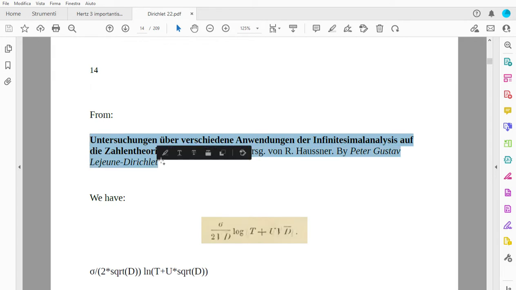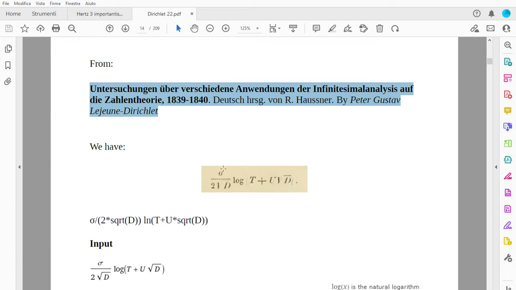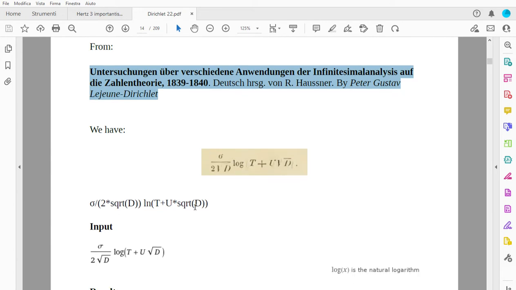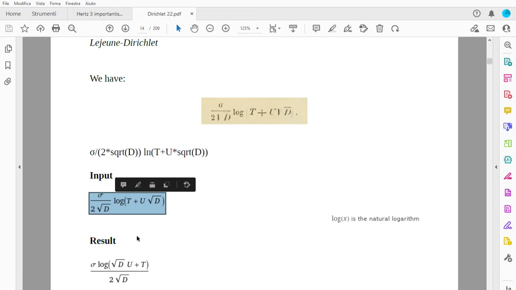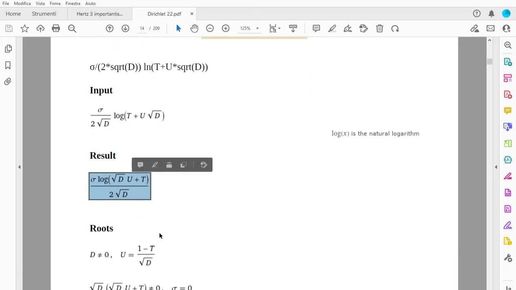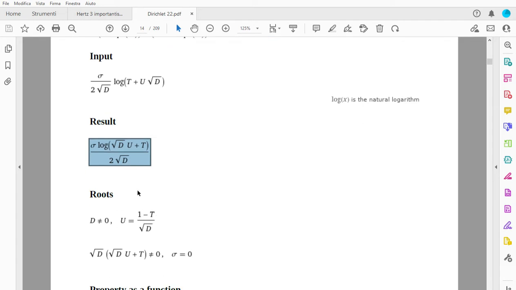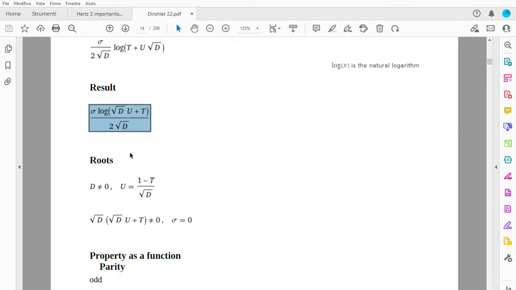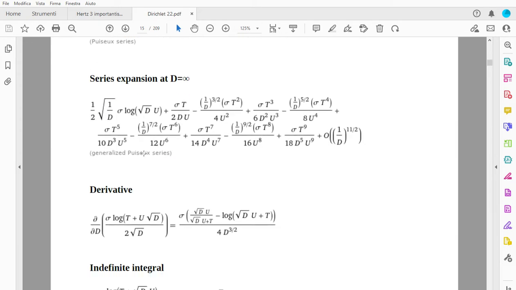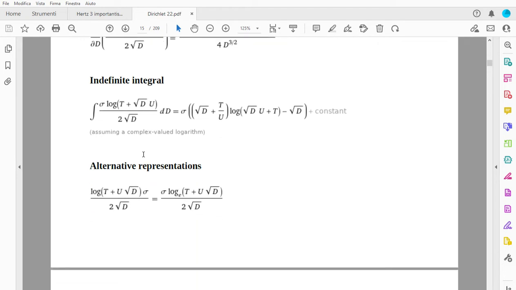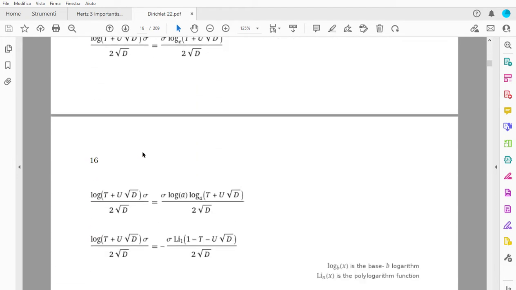Now, from this other work of Dirichlet, we analyze this expression. Okay, this is the result. Also here, the study of the function, series, derivative, indefinite integral, alternative representation, and so on.